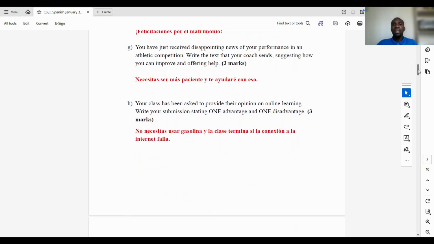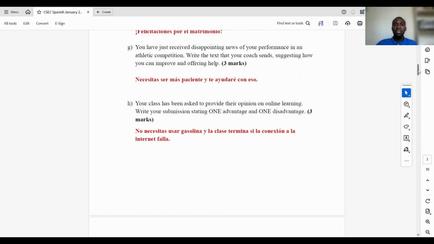Your class has been asked to provide their opinion on online learning. Write your submission stating one advantage and one disadvantage. Okay? One advantage, one disadvantage. And you don't necessarily have to say, well, una ventaja es, because it's going to be obvious based on what you say which one is an advantage and which one is a disadvantage. Okay? So I started with the advantage.